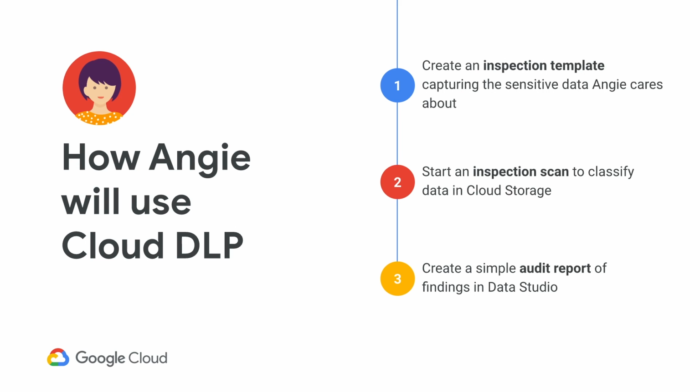And how is Angie going to do this with Cloud DLP? Well, first, she's going to create an inspection template, and that's going to capture all the sensitive data that Angie cares about. Next, she's going to start an inspection scan to classify this data in cloud storage. And then we're going to set that to run on a regular basis, something like once a week. And then last, she's going to create a simple audit report of the findings. And for that, we're going to use Data Studio.